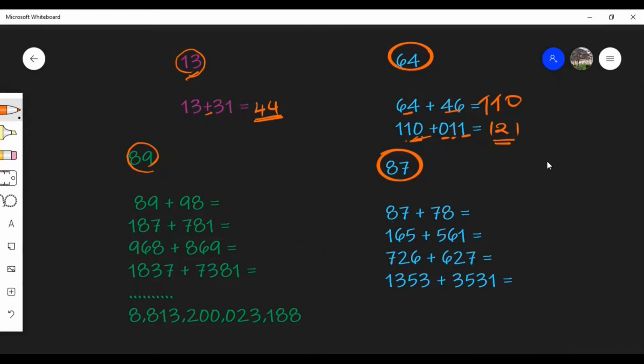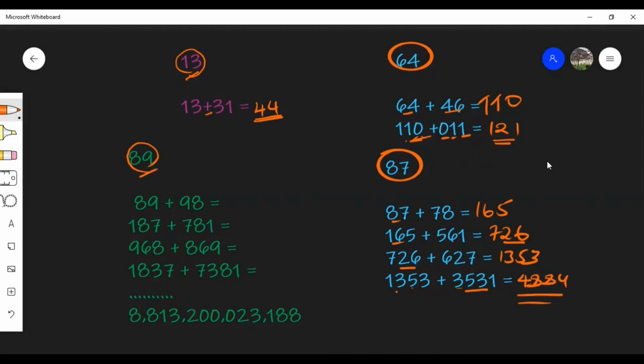Another number with which you can generate a palindromic number by addition is 87. You add the reverse of it, that is 78, it gives you 165. Now if you take 165 and add 561, that gives you 726. If you take the 726 and add its reverse 627, you get 1353. Now if you add 1353 to 3531, you get 4884. This one also gives you a palindromic number.